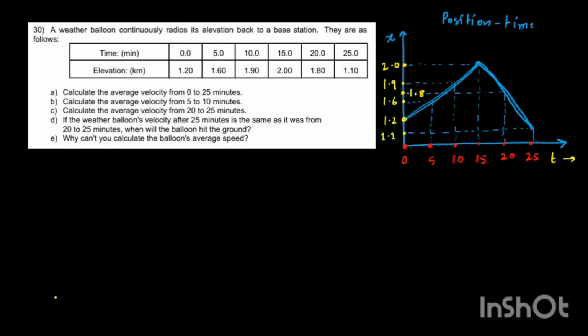So how are we supposed to do so? In order to do so, let's talk about this graph only, or we can actually do it by the general method. Let us do it by the general method. So the first question says, what is the average velocity from 0 to 25 minutes? Now they're talking about velocity.